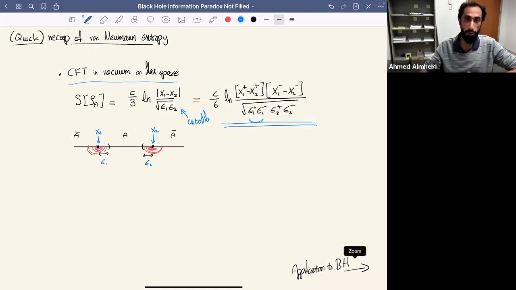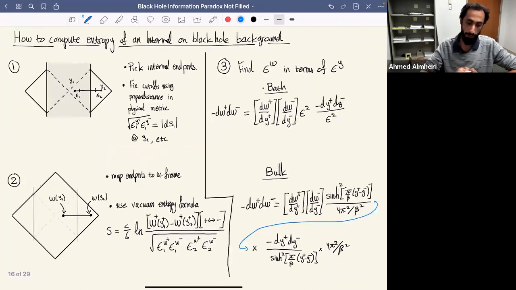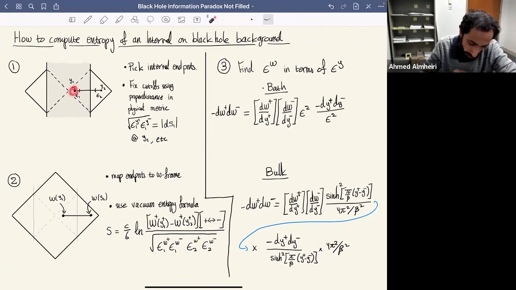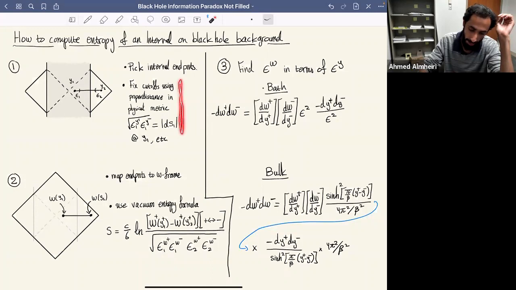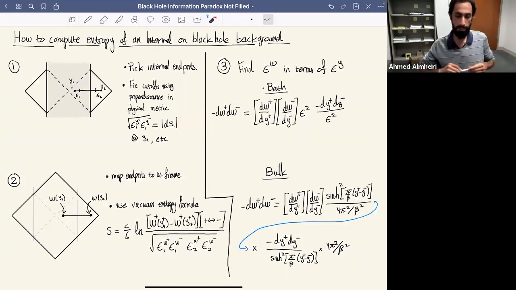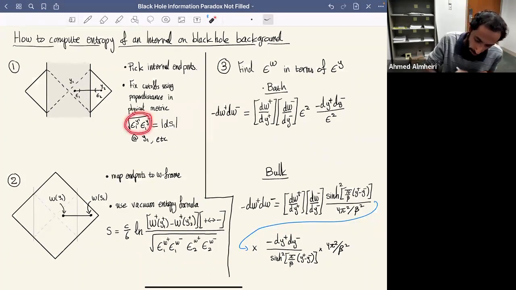Now let's talk about applying this formula to the black hole background. So let's discuss computing the entropy of an interval on the black hole background. Let's consider an interval that starts in the black hole region and ends in the bath region. The first step is to pick the interval, to pick the endpoints. Another thing you need to do as part of the first step is to fix your cutoffs. You need to define a physical cutoff, and the invariant thing to consider is the proper distance in the physical metric. So here's the cutoff at 0.1.